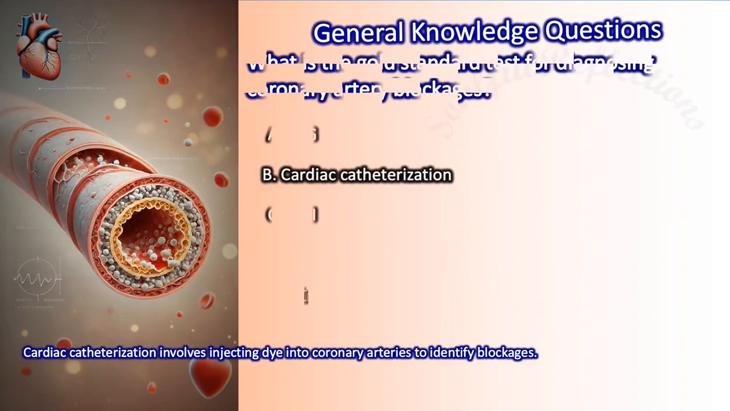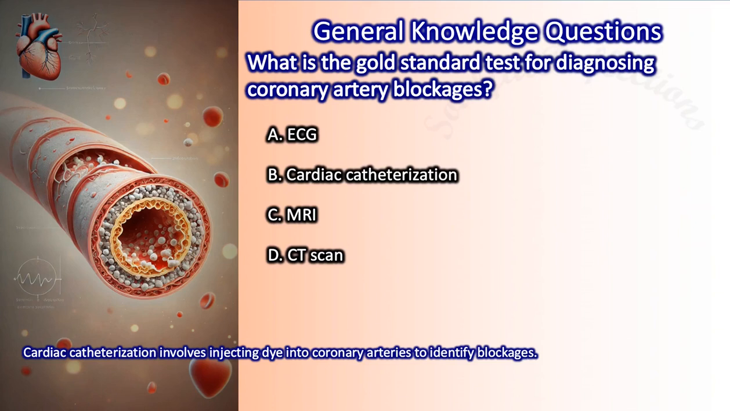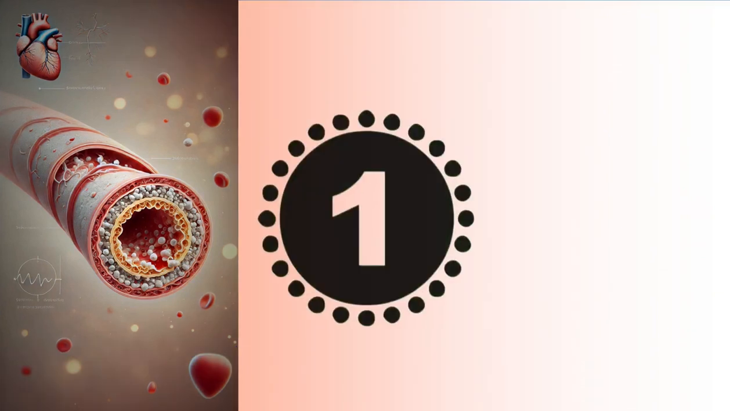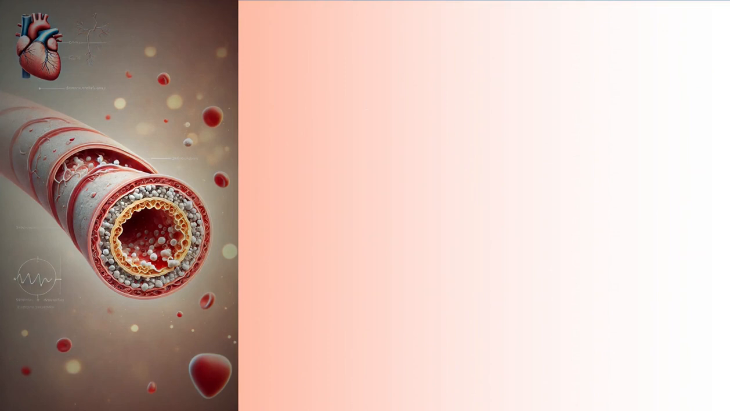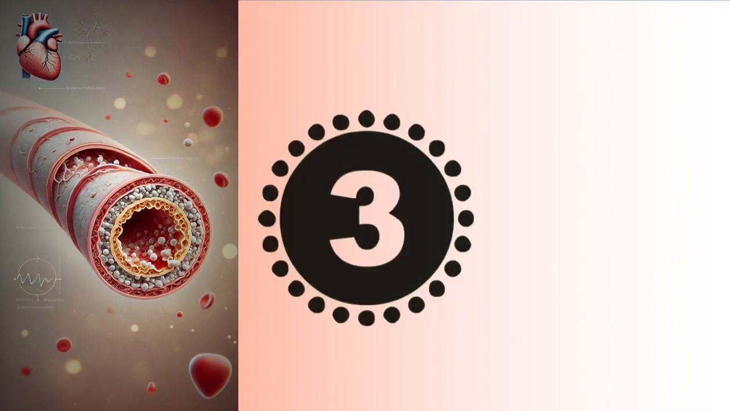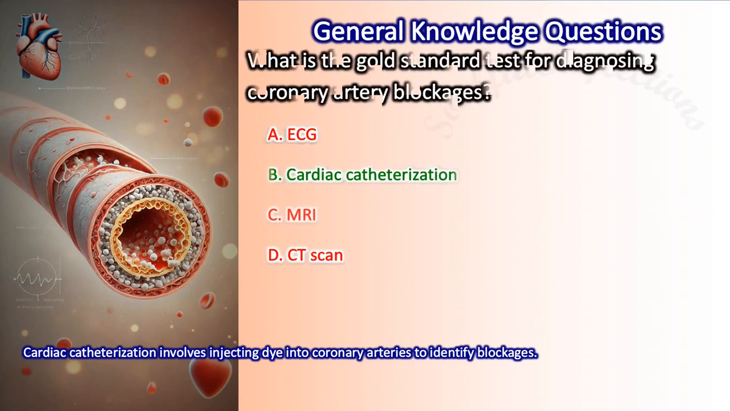What is the gold standard test for diagnosing coronary artery blockages? Option 1, ECG. Option 2, cardiac catheterization. Option 3, MRI. Option 4, CT scan. The answer is, option 2, cardiac catheterization.